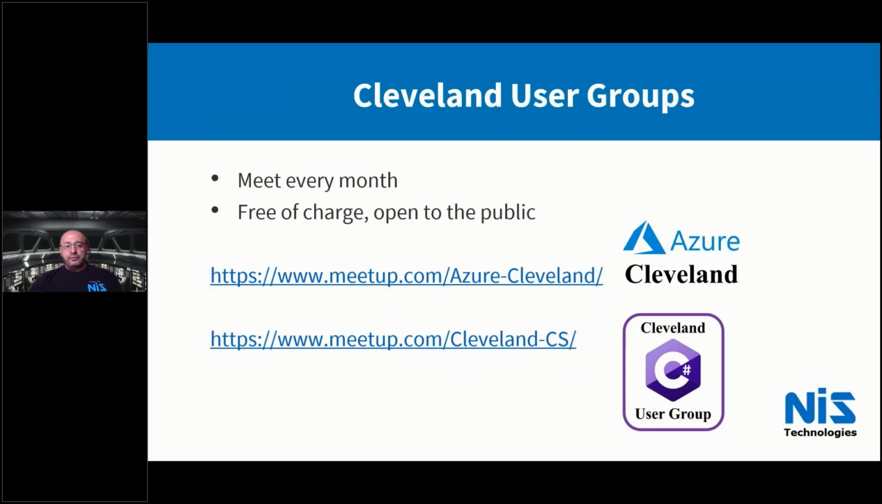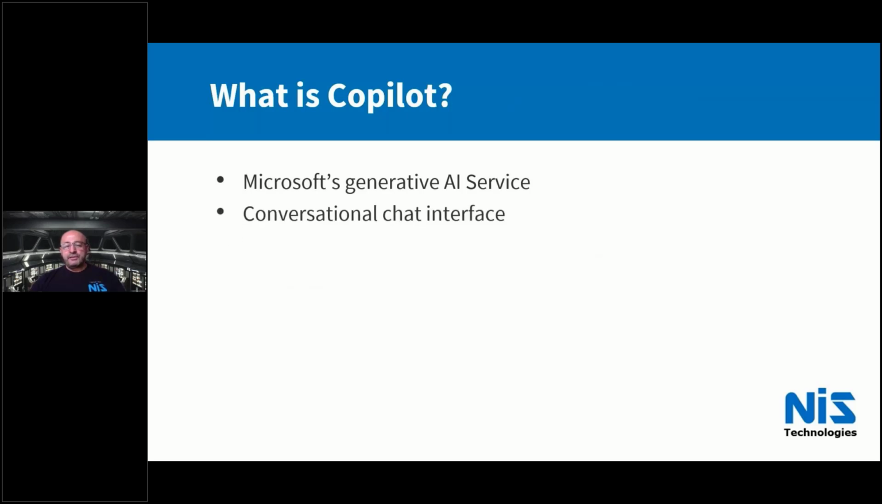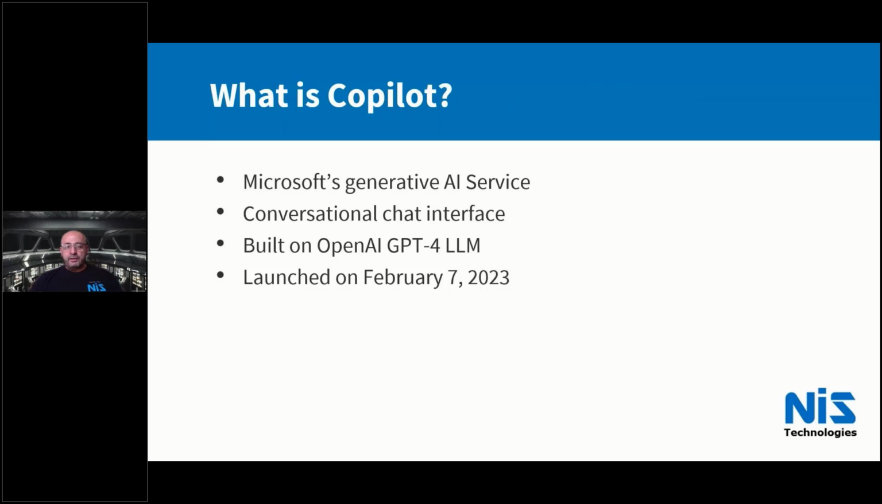So without further ado, let's dive into today's presentation, and let's start by asking, what is Copilot? Copilot is Microsoft's generative AI service. It allows for conversational chat using an interface that gives me the ability to interact with it using natural spoken language, similar to how I would speak to a friend or a colleague. It's built on the OpenAI GPT-4 LLM, or large language model. It was launched in February of 2023, and it utilizes what's called the freemium model, meaning it's available free of charge, but there is a premium for upgraded services.